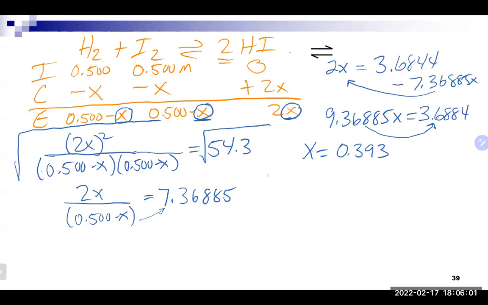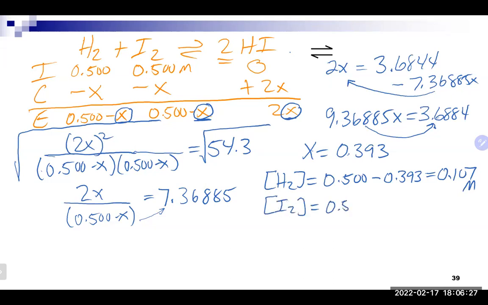So that gives us for H2 a concentration at equilibrium, which is 0.5 minus 0.393. And that's going to get us 0.107, I believe. And we do need a molarity on that since it is a concentration. I2 is going to be identical, right? So I2 is also going to be 0.5 minus x, which will also give us 0.107. And again, we do need molarity there.